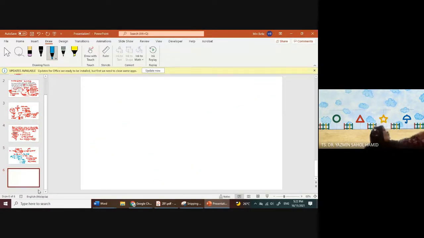Tu ambil kunci tu. Tu kunci kereta. Sana.